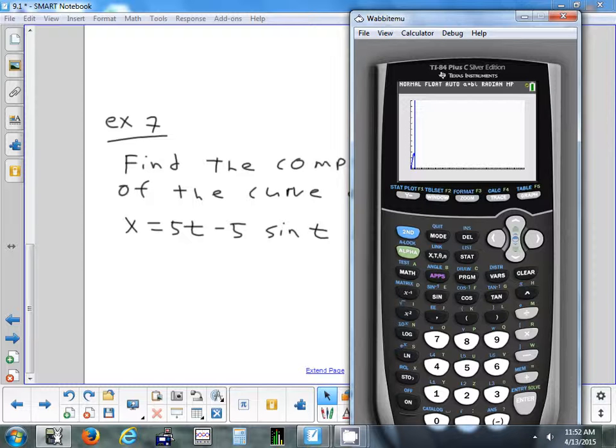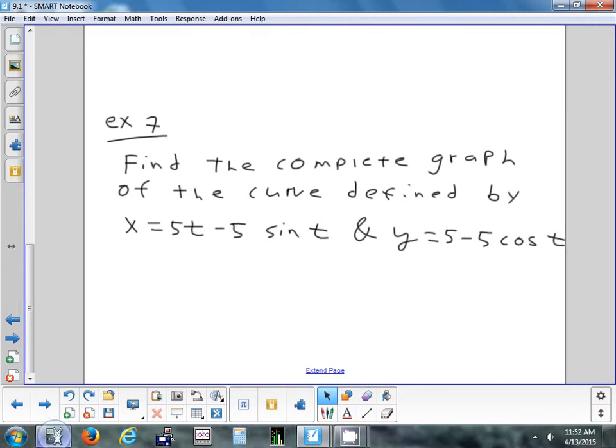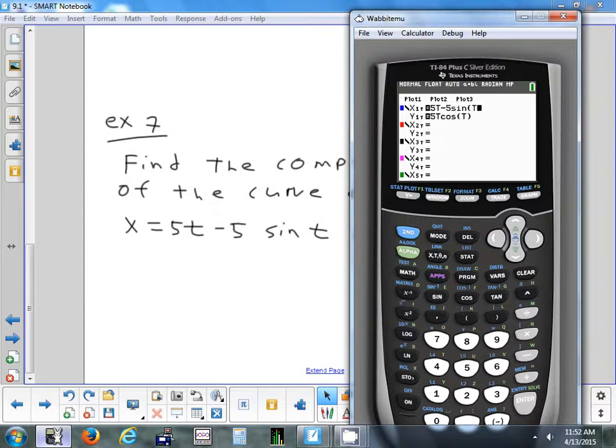Let me check my graph. All right, so something looks a little off. So we had 5t minus 5 sine t. Oh, did I not type it in? So 5t, 5 sine t. And the other one is 5 minus 5 cosine t. Make sure you type your equation in. Now hit graph. That looks better.